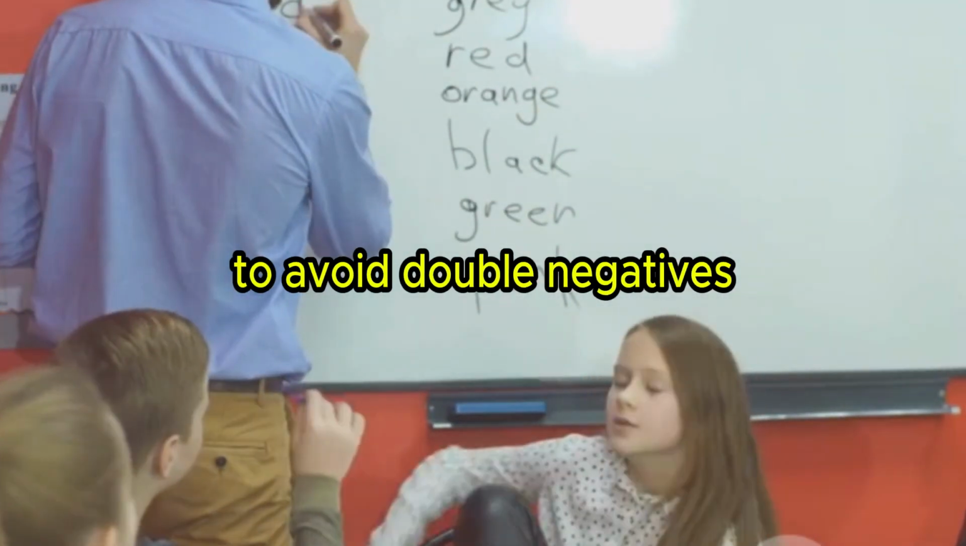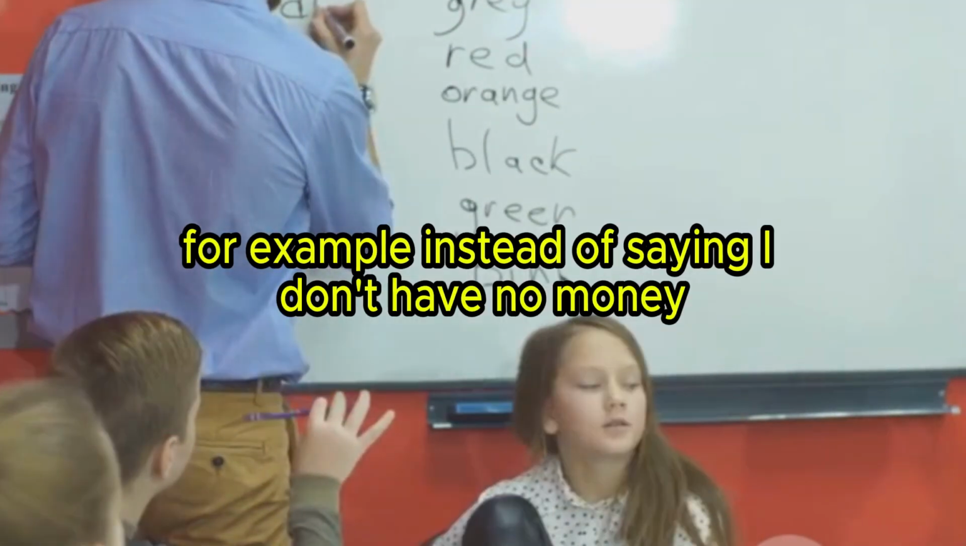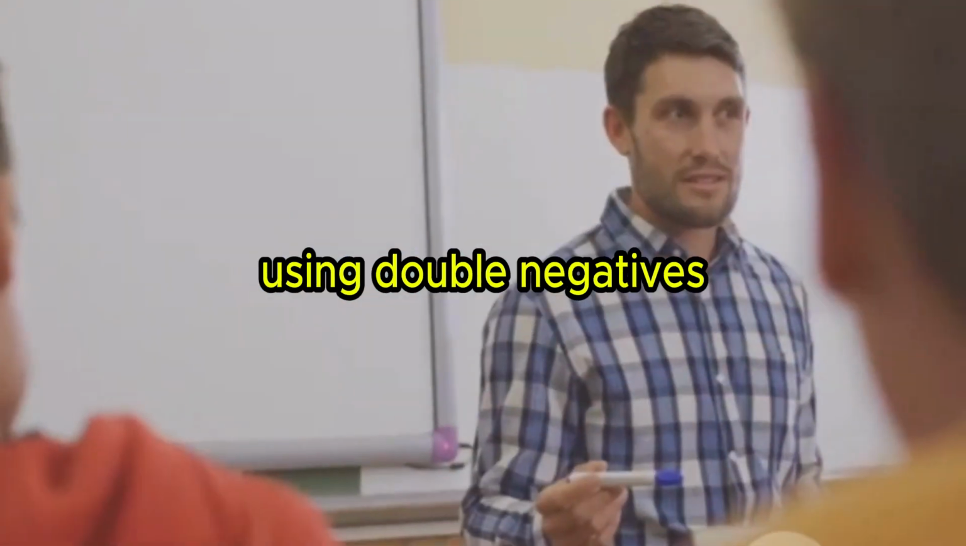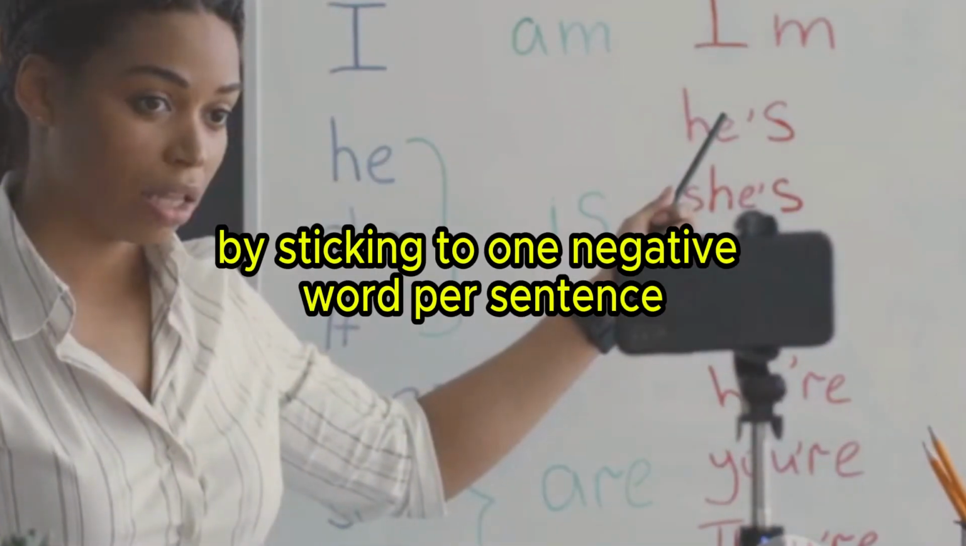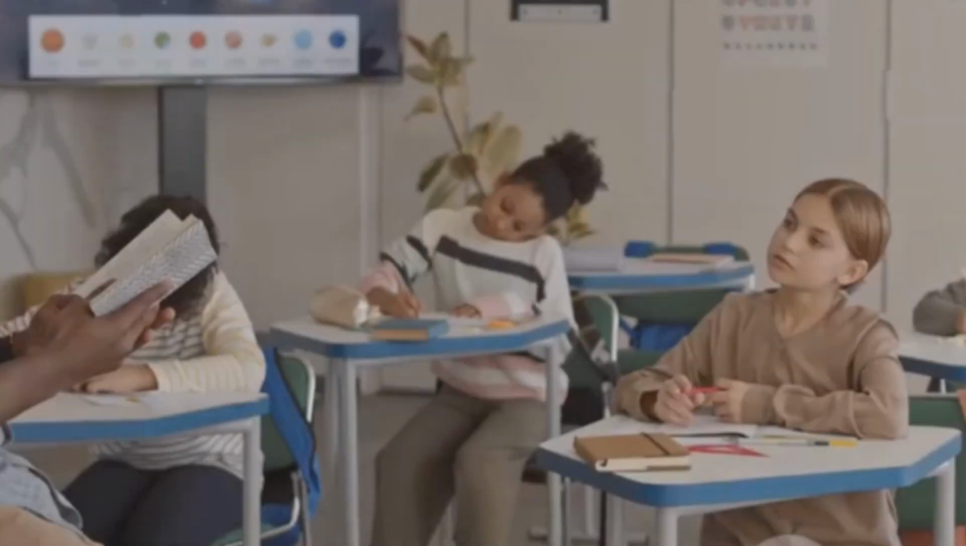To avoid double negatives, simply use one negative word per sentence. For example, instead of saying I don't have no money, you could say I don't have any money or I have no money. Using double negatives can make your English sound awkward and unclear. By sticking to one negative word per sentence, you'll keep your grammar on point.